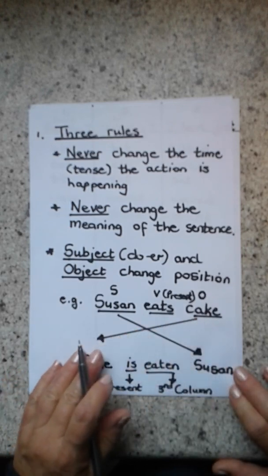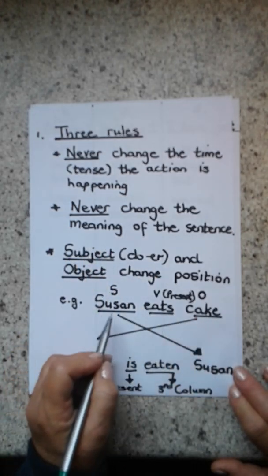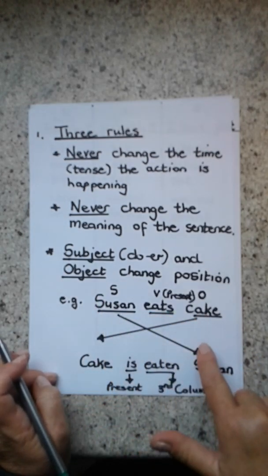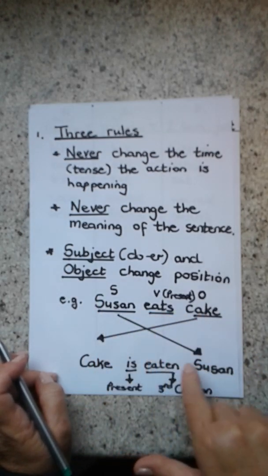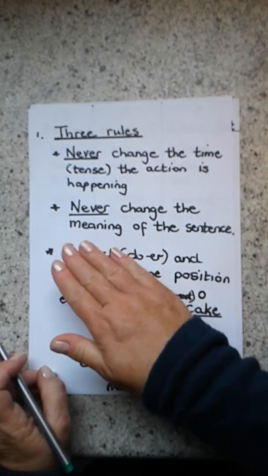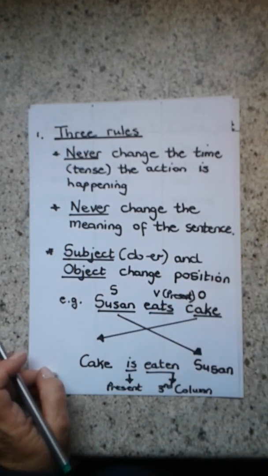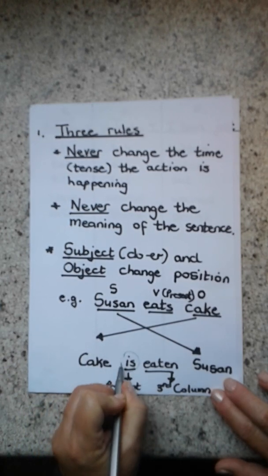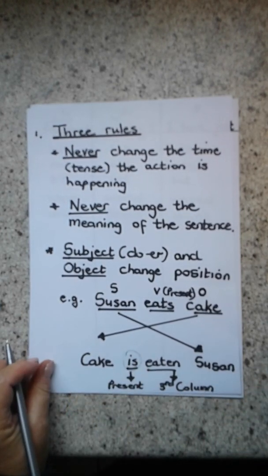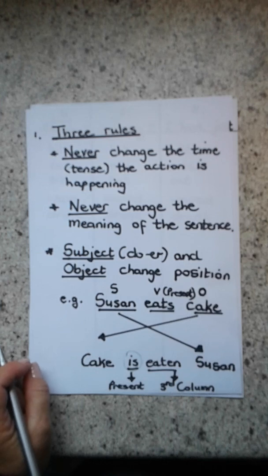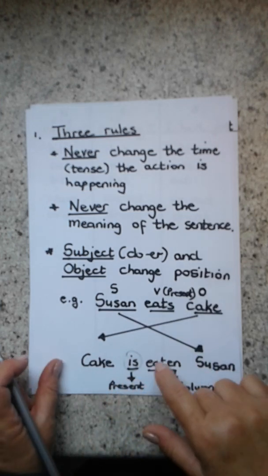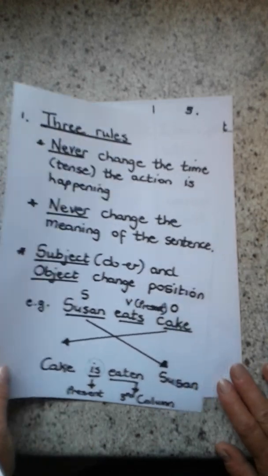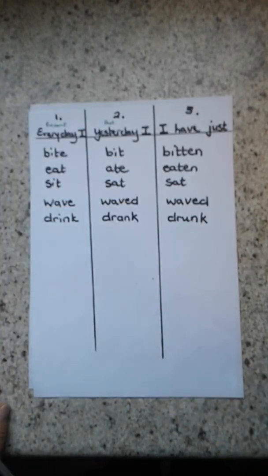I did not change the meaning when I changed the two, because if I just go and change those two around and say cake eats Susan, then I will change the meaning of the sentence. Therefore, I need to use this helping verb, which we call the auxiliary, to help the verb in the right time. Okay, right, now let's look at this sentence.